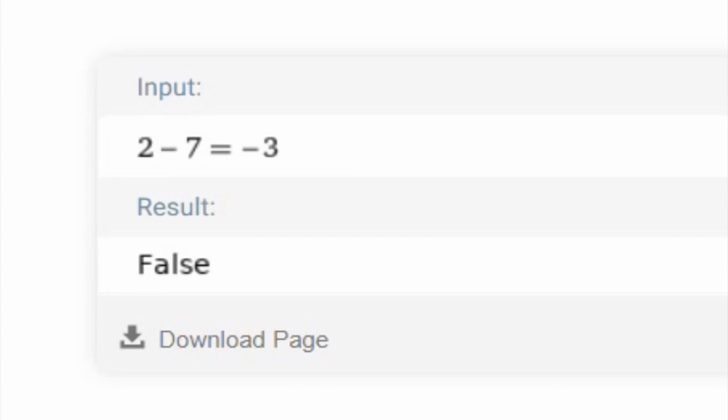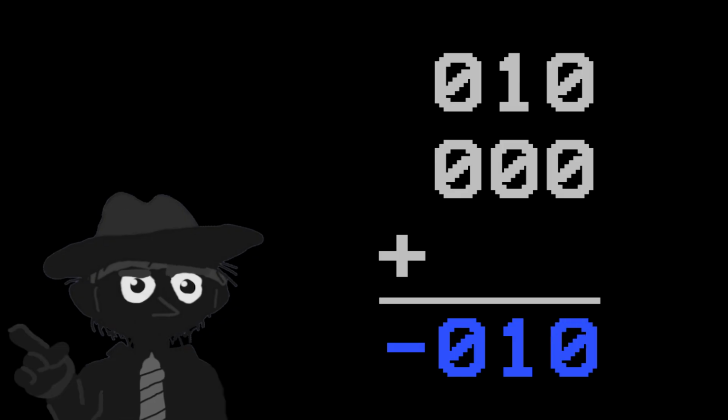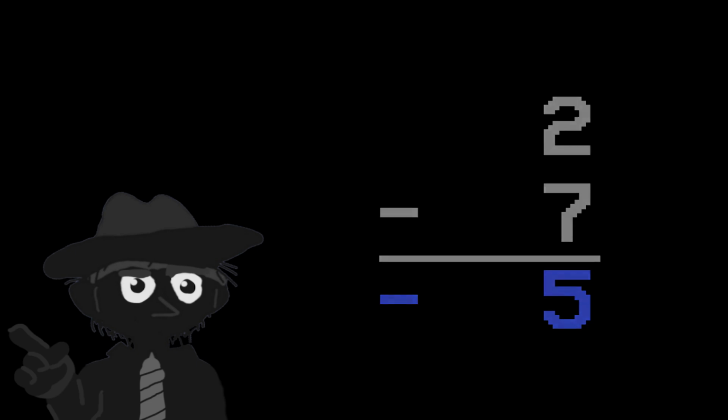Actually, if we have a negative number, we need to take out that 1 we added over, which now gives us this. Then we need to invert the answer to give us the correct answer, which is now negative 5.